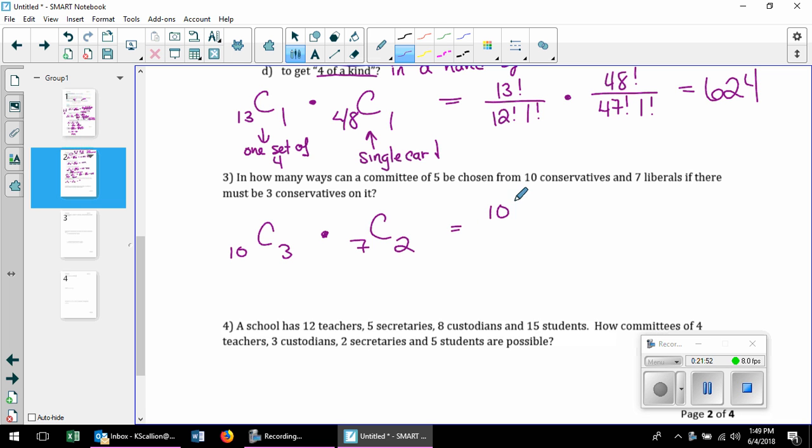This is going to be 10 factorial over 7 factorial times 3 factorial, multiplied by 7 factorial over 5 factorial times 2 factorial. Does everybody know where I'm getting the 7 and the 5 from? Okay, I just want to make sure. It's in the formula.